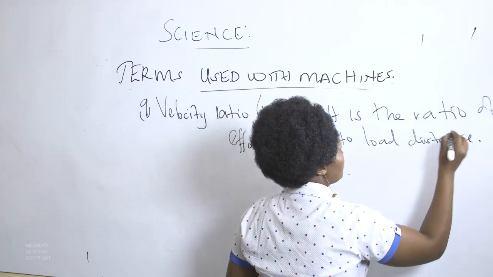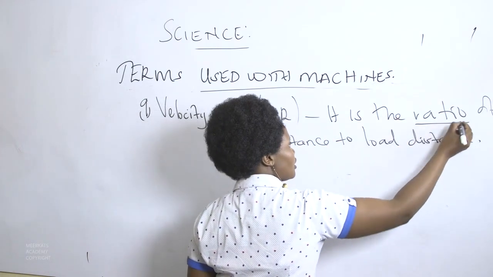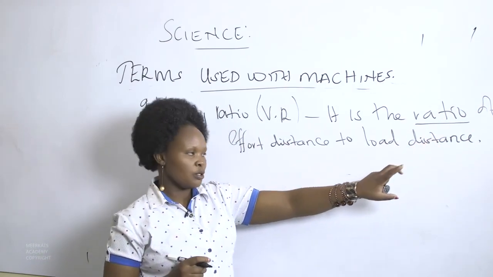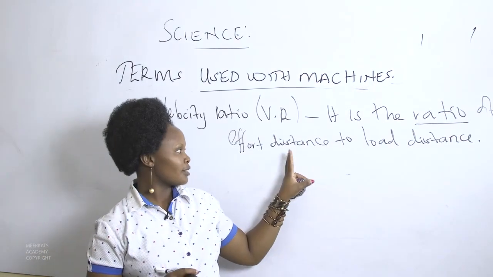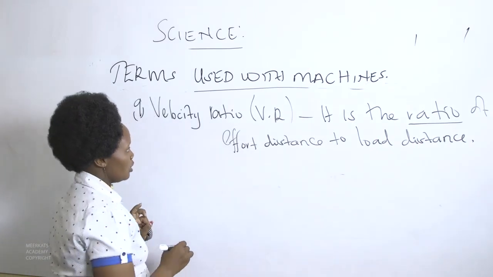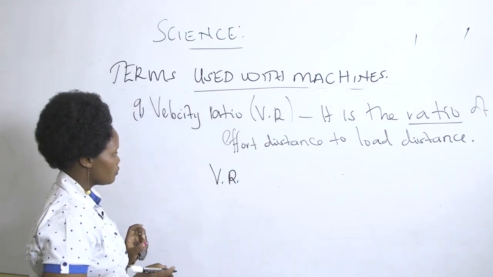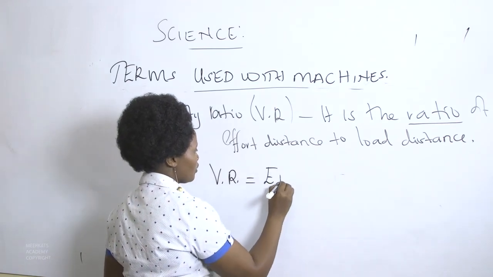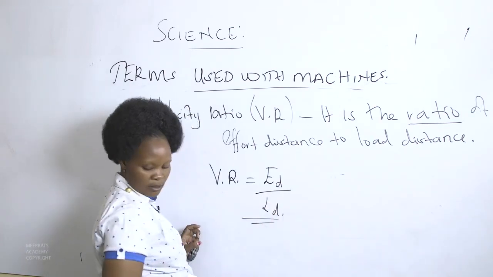Velocity ratio, again, you realize that it is a ratio of two distances. Therefore, we expect that it is not going to give us any units since it's a ratio of two distances. Therefore, in numeric form, we write it as the ratio of effort distance to load distance.